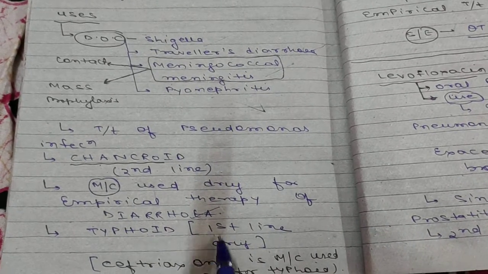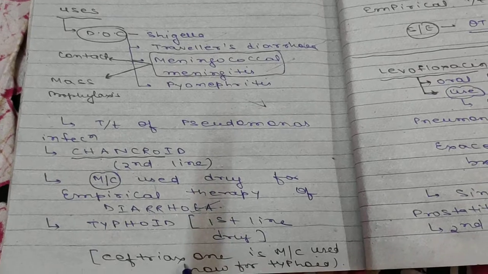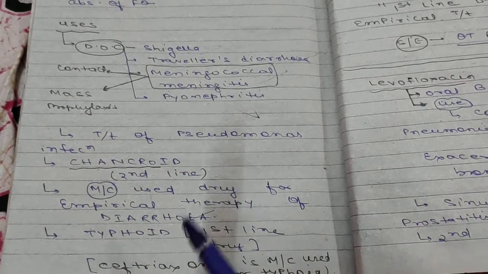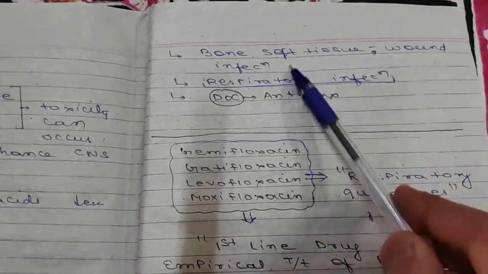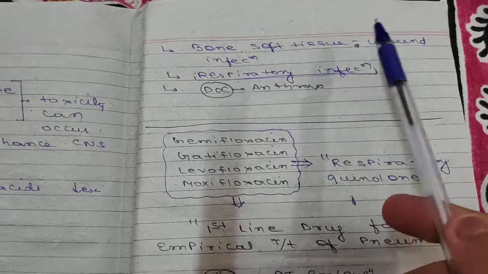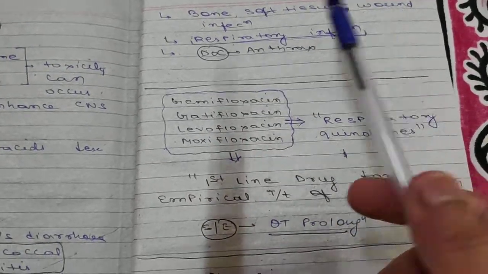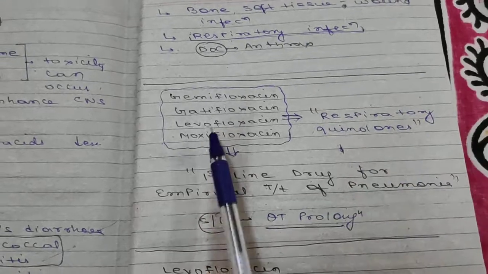Now, for typhoid, this is a first line drug. Ceftriaxone is most commonly used for typhoid now, but this can also be used. Clear? Ceftriaxone is the most commonly used nowadays. It can also be used for bone, soft tissue, and wound infections, and respiratory infections. It is also the drug of choice for anthrax. So this is all about ciprofloxacin.